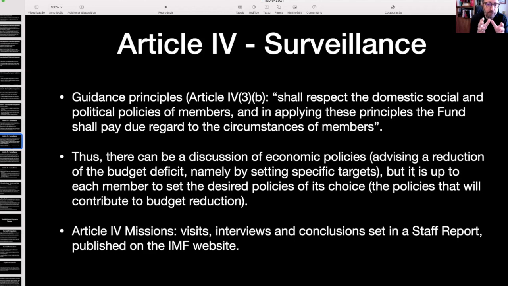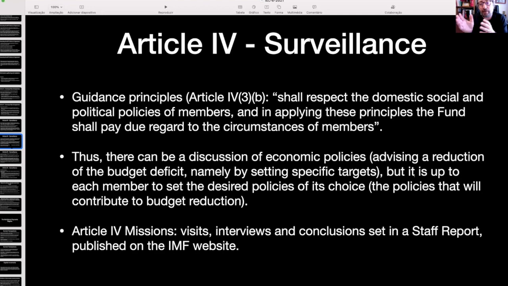As we're going to see, Article 4 is of a global application, so it applies to all members, developed, developing, least developed. It applies to all members, but these obligations only gain teeth. They only become really enforceable when members ask for the fund's financial support. So only when you want to have access to the funds, then the IMF can impose conditions.